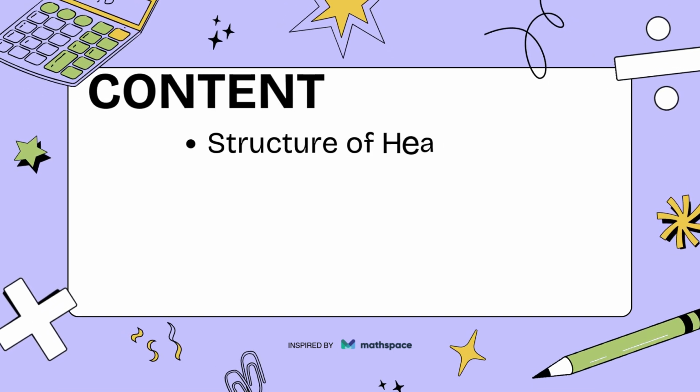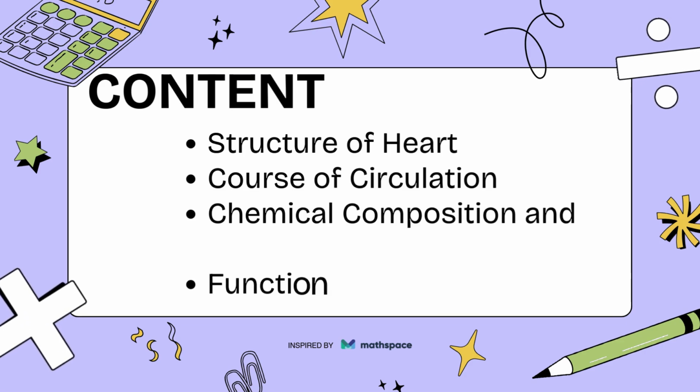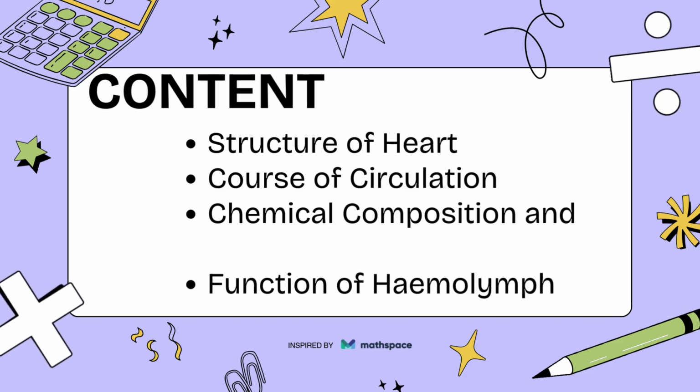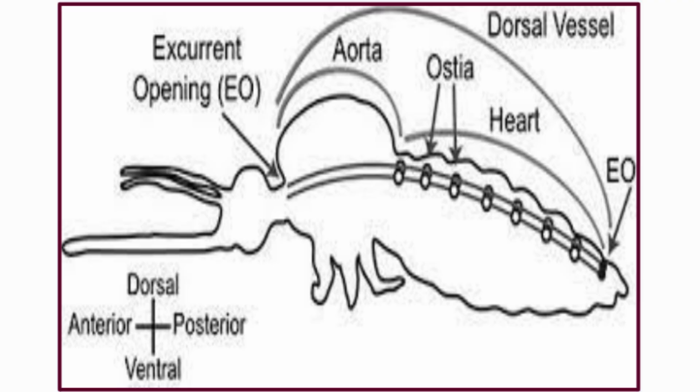In this video, we are going to see the structure of heart, course of circulation, chemical composition of hemolymph and the functions of hemolymph of an insect. Heart. The heart of an insect is a simple tubular structure located along its back, often called the dorsal vessel, which is the principal organ for blood circulation. It lies along the dorsal midline of the insect body, extending from the posterior region of the abdomen to the head. It pumps hemolymph towards the head where it exits the vessel and freely circulates through the body cavity or hemocoel.